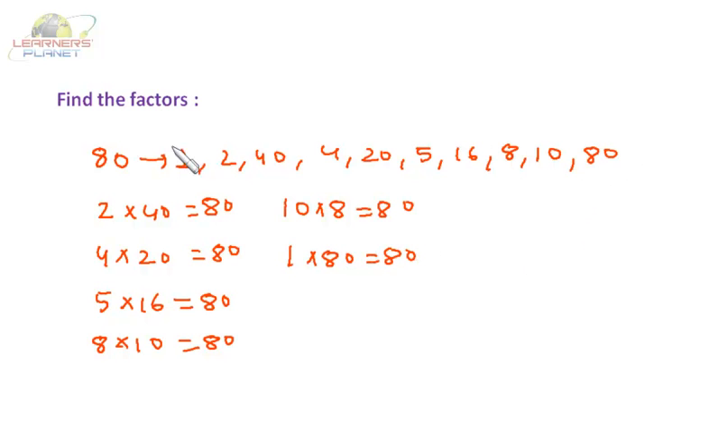Okay, so in all there are 1, 2, 3, 4, 5, 6, 7, 8, 9, 10 factors. That means total there are 10 factors of 80. Okay, so I'm sure you are clear about the factors and you can find the factors on your own now.